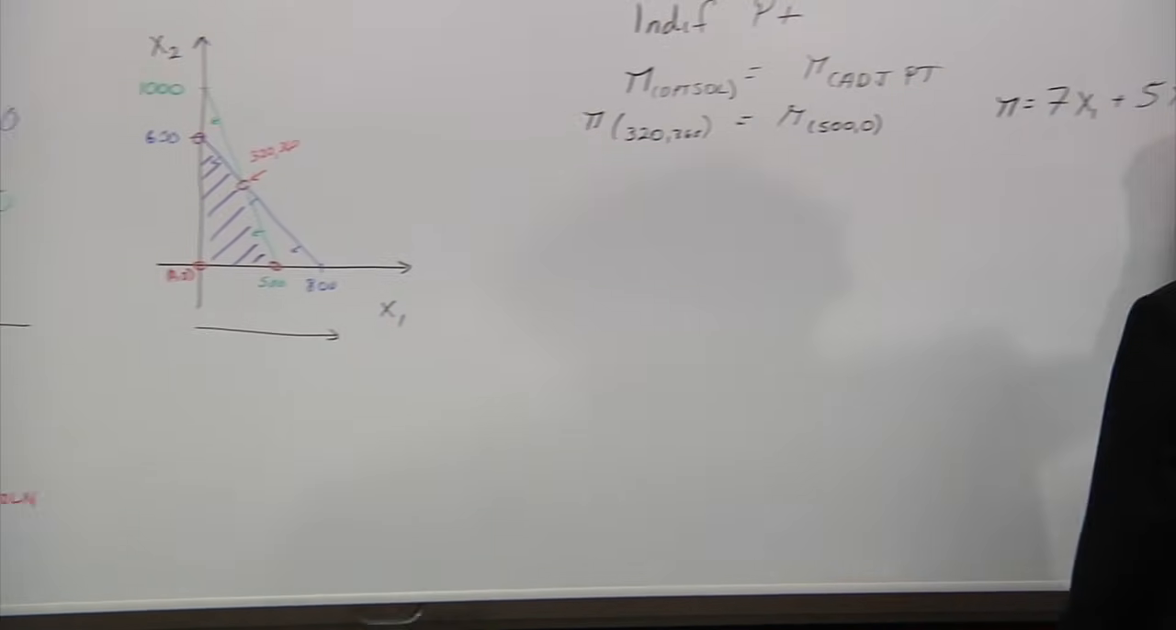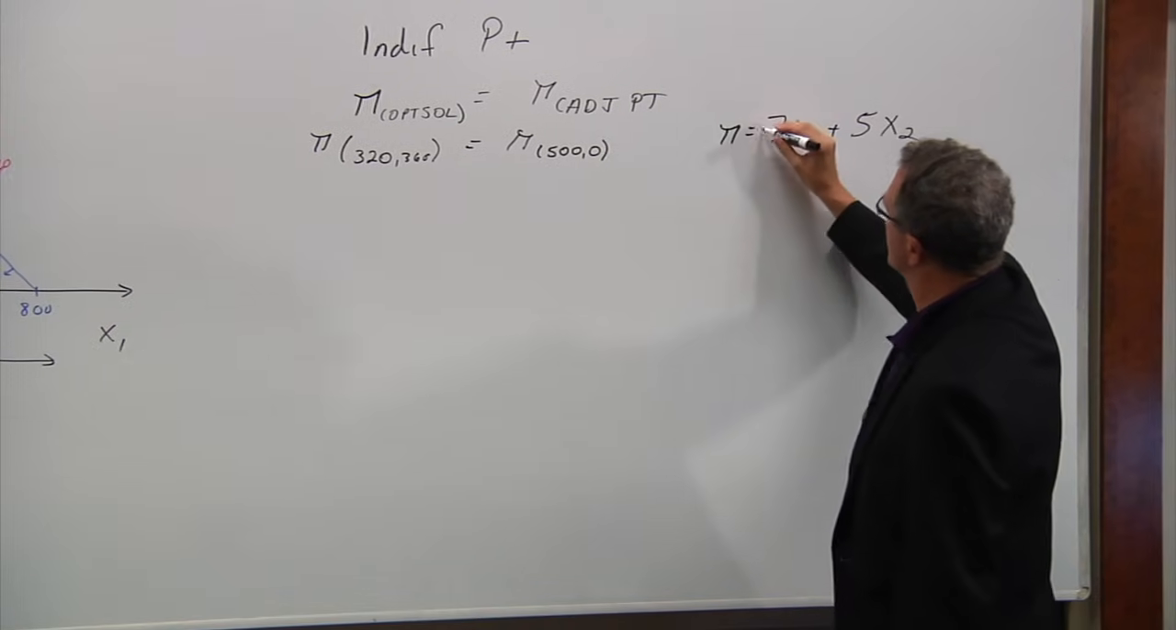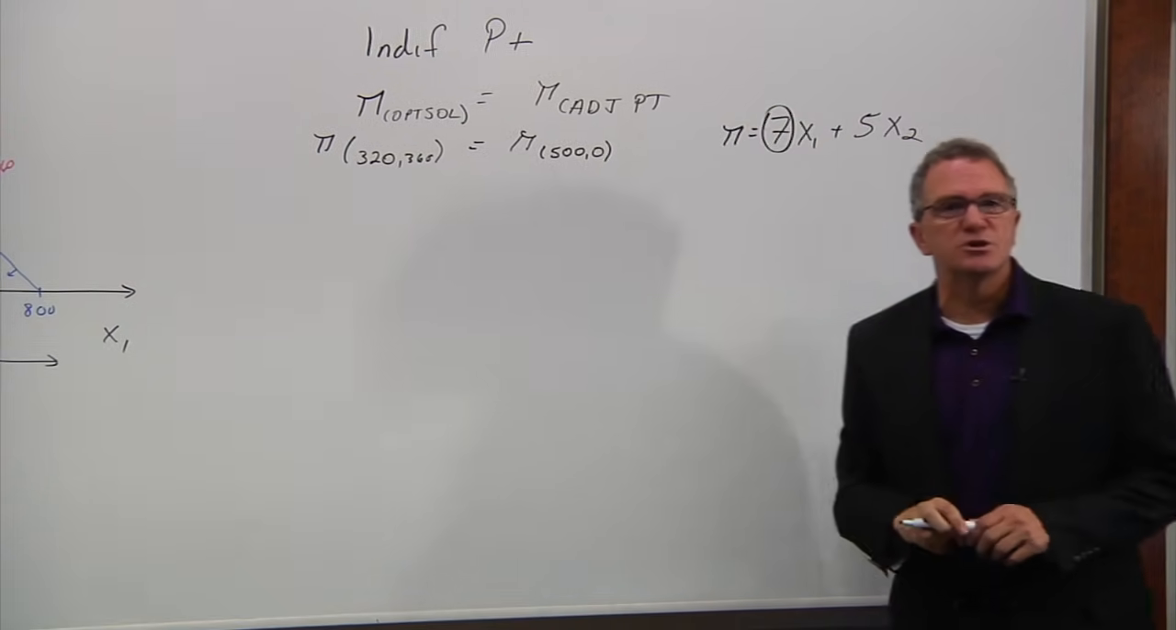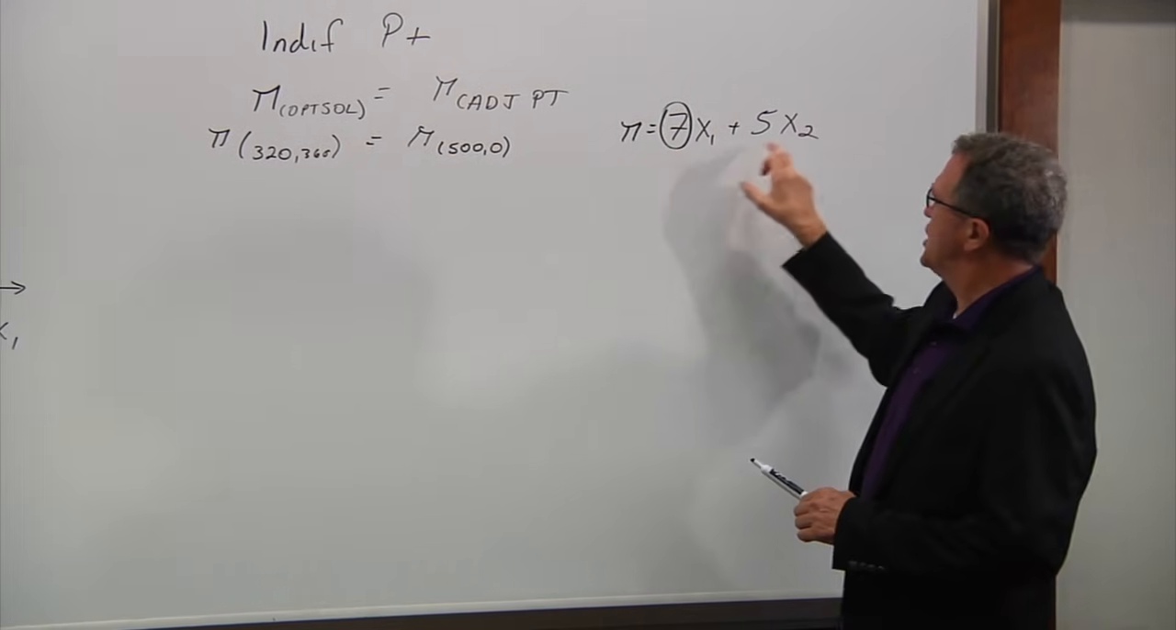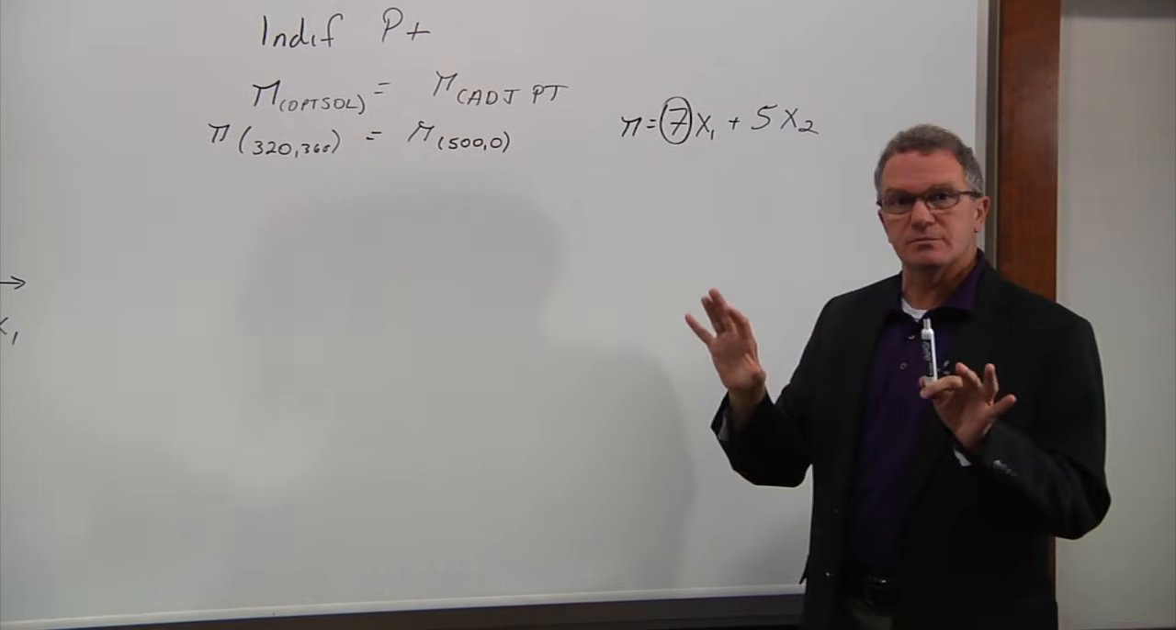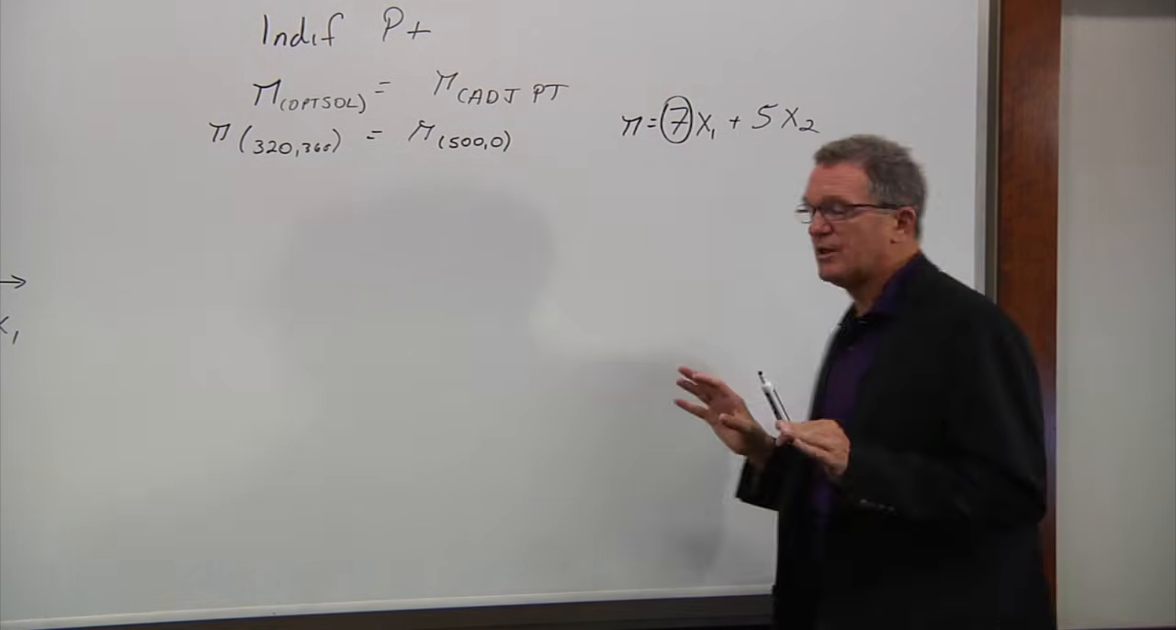What is changing in this? Well, the only thing that changes is profit margin on tables. You can't change two things at once. We have to hold one constant, all right? So that's the first thing when we're doing sensitivity analysis.